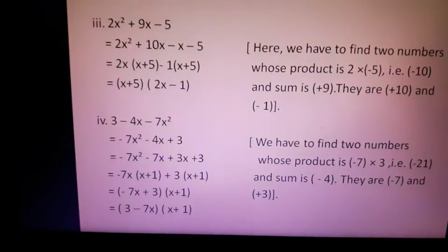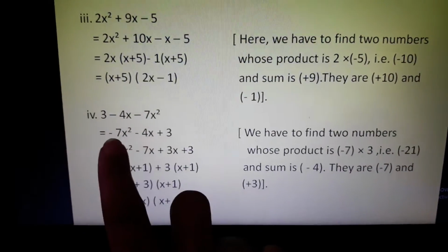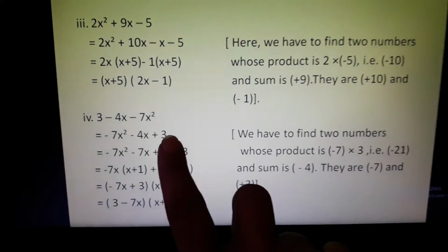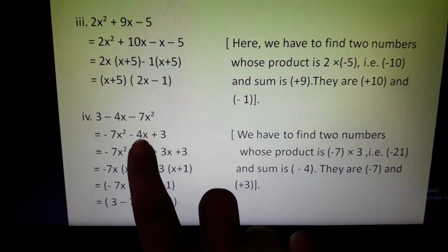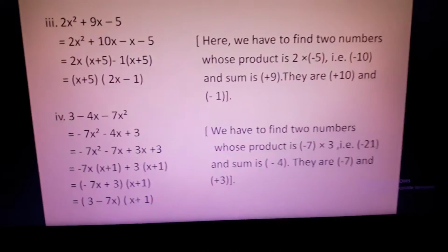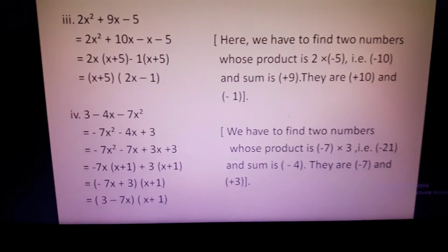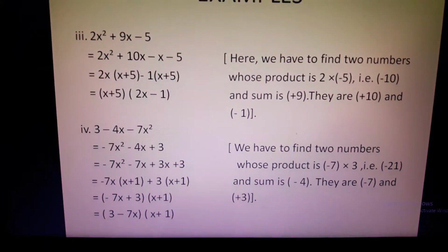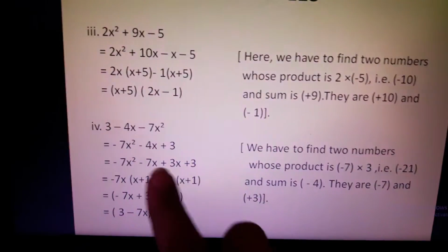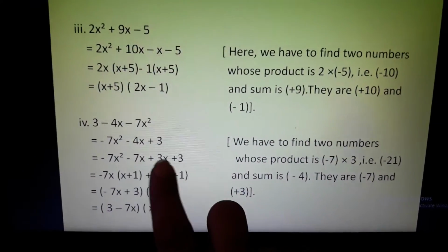In the last example we have minus 7x square minus 4x plus 3. So minus 7 will be multiplied by plus 3, we get minus 21, and we have the sum as minus 4 in the middle. So what will be the two numbers? The two numbers will be minus 7 and plus 3, because when we add them we get minus 4, and when we multiply them we get minus 21. So the breakup of minus 4x will be minus 7x plus 3x.